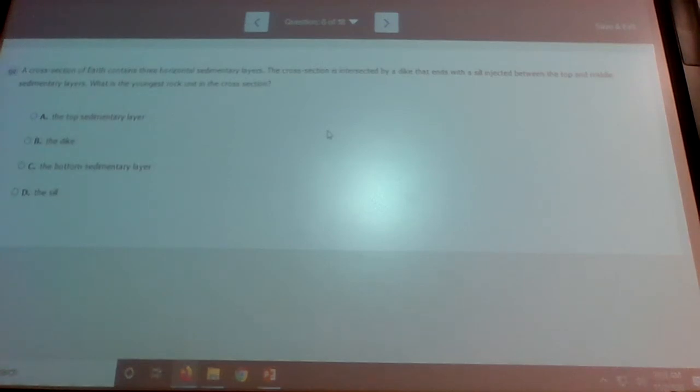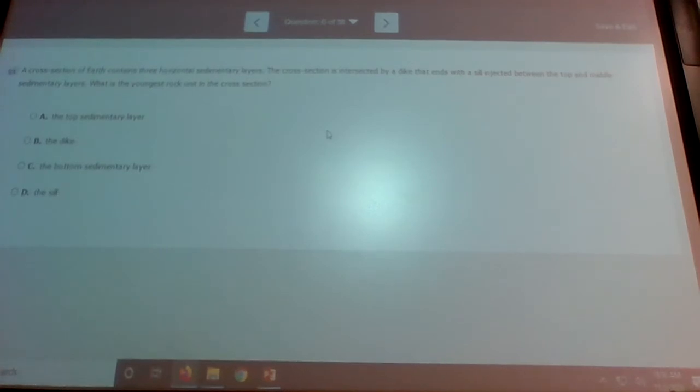It asks, which one is the youngest? The top sedimentary layer, the dike, the sill, or the bottom sedimentary layer. I would argue the dike and the sill are not 2 separate events. Sure, the dike had to come up first, but you're talking about hot lava, and it's not going to cool separately. If the dike came up and the sill cut through the top 2 layers, they should be the same age. Unless they give you a picture showing 2 completely separate events, in which case you could pick the one that came in latest.